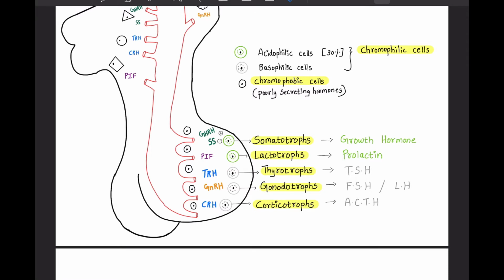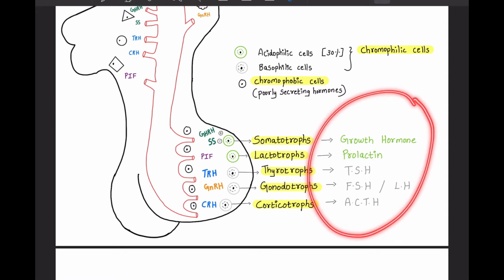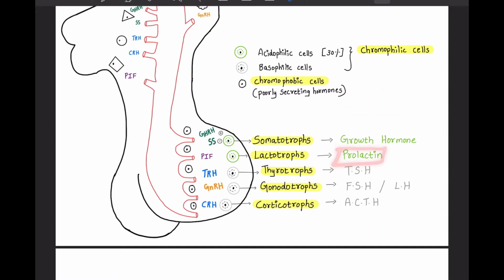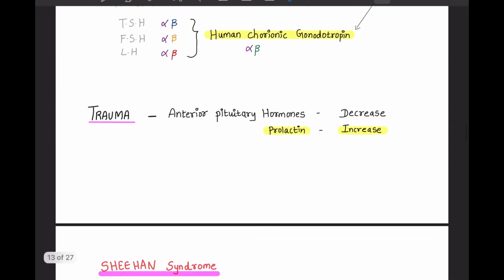So in a trauma, there will be deficiency of all the hormones, but there will be an increase in prolactin, because this prolactin inhibiting factor will be disturbed. So it will no longer be able to inhibit the lactotroph cell, and there will be more release of prolactin. So whenever there is a trauma to the anterior pituitary gland, there will be deficiency of all the hormones except prolactin, because prolactin is increased during a trauma.